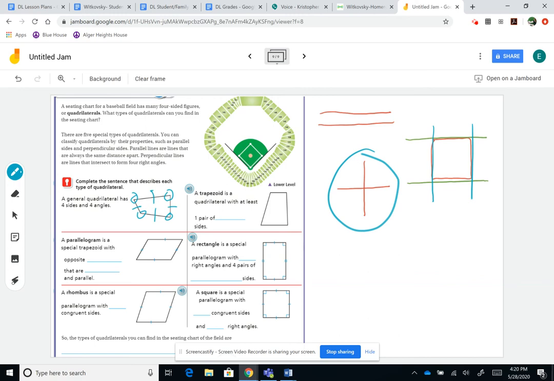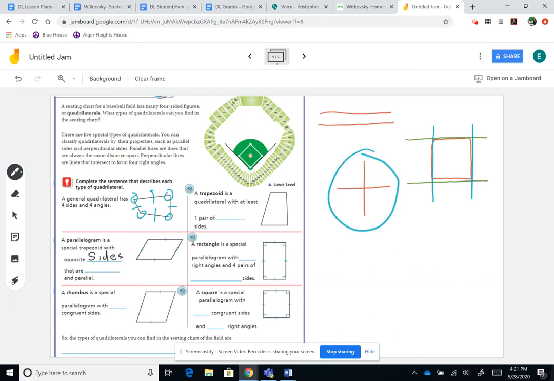A parallelogram is a special trapezoid with opposite blanks that are blank and parallel. Okay, so we're going to be talking about the sides. Do you see that they're marked? The top and bottom have 1 hash mark, and the left and right have 2. So it's opposite sides. Let me switch back to black. S-I-D-E-S, that are blank and parallel.